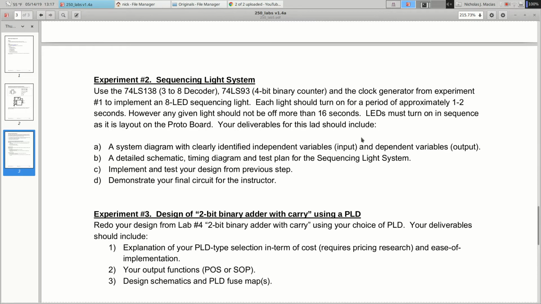All right, experiment 2. You're going to build a little flashing light thing. This is a fun circuit once you get it built. So you're going to use a 74130H, 7493, and experiment 1, which generates that output that pulses between 1 and 0. And you're going to implement an 8-light sequence.